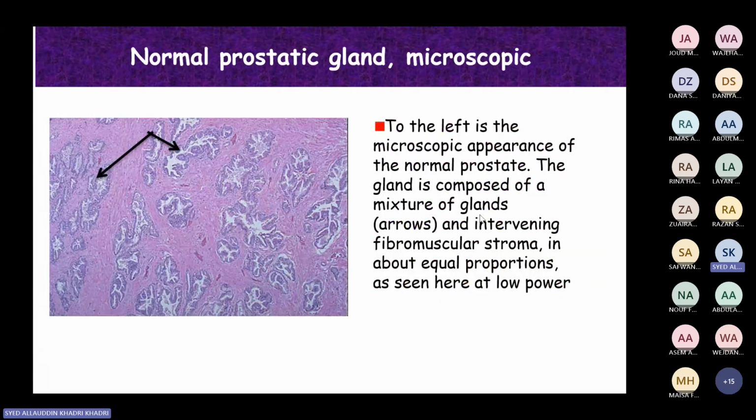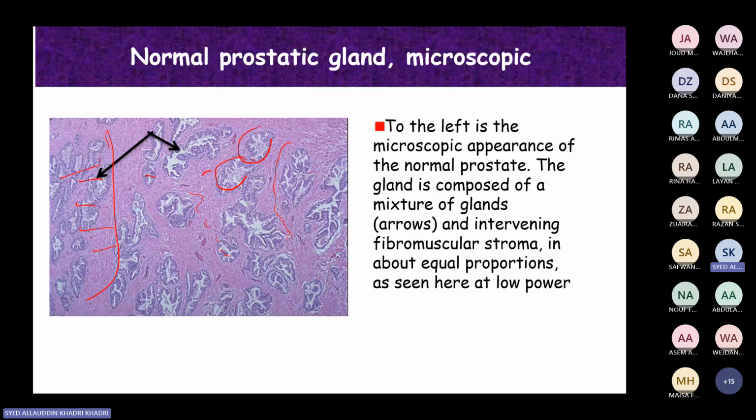Now, this is the same thing. We'll put this slide for you in the examination, on the table or under the microscope. To the left, you can see the microscopic appearance of the normal prostate gland. Can you see this area over here? The normal prostate is composed of a mixture of glands and intervening fibromuscular stroma in equal proportion, here at low power. This is a normal prostate gland microscopically. There's no enlargement of the glands, and the stroma is also quite normal.